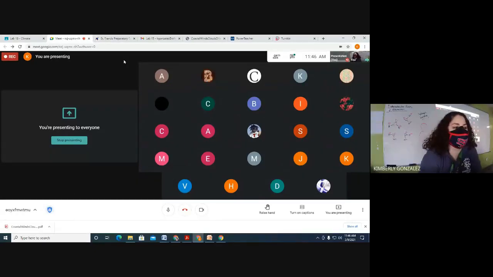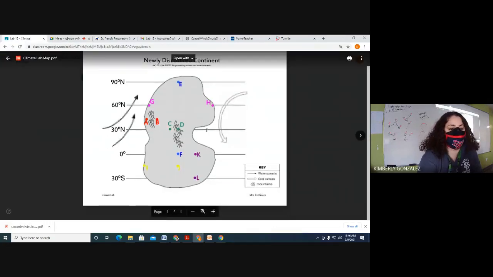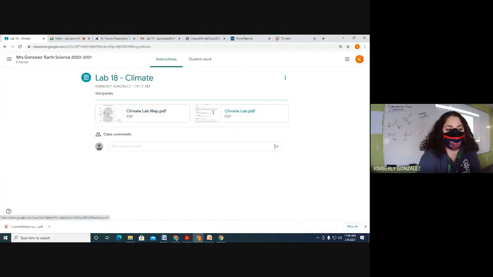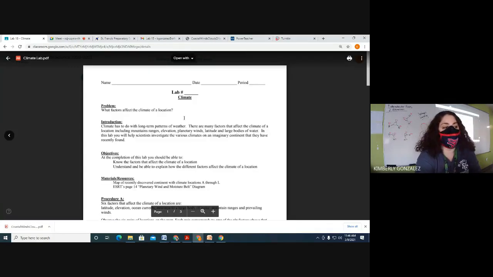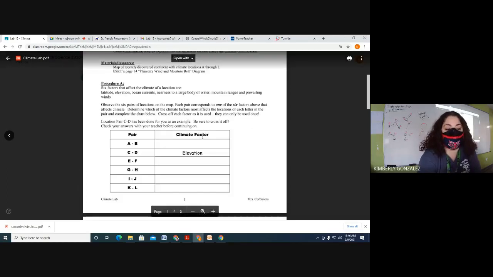All right, so we're gonna do climate today. You're gonna need two things. You're gonna need to have this open, which is the map, and you're gonna need to have the actual lab open, okay? Basically, we're gonna look at climate and all the patterns, so you're gonna have to take into consideration factors like elevation and everything else.